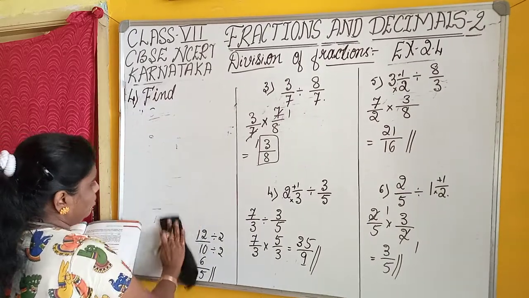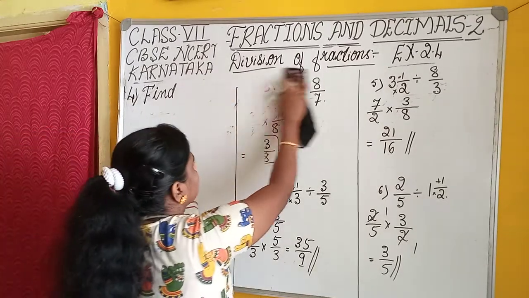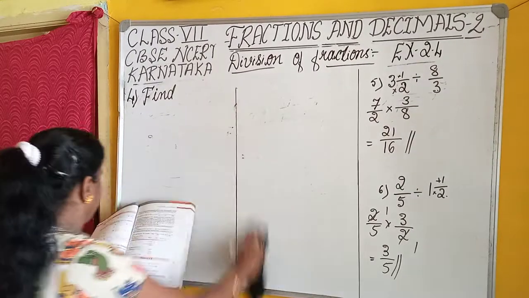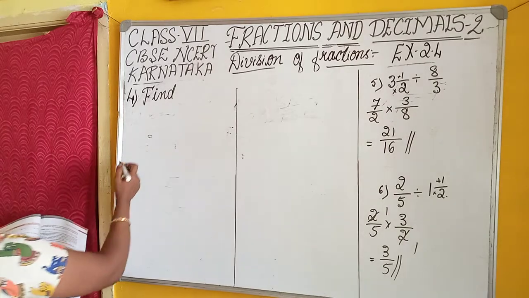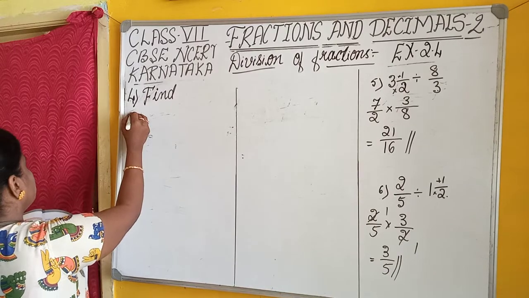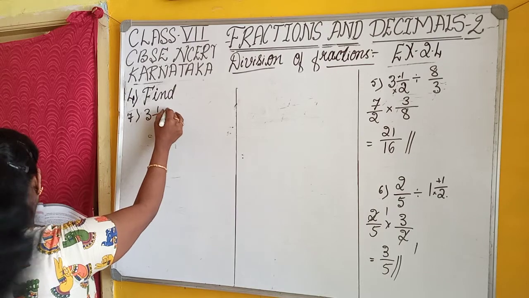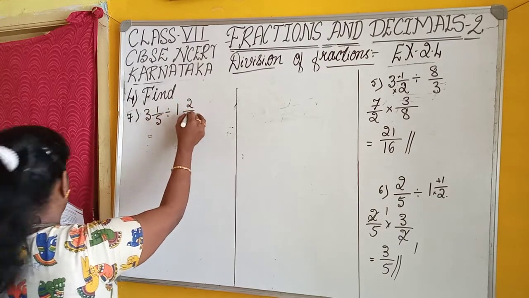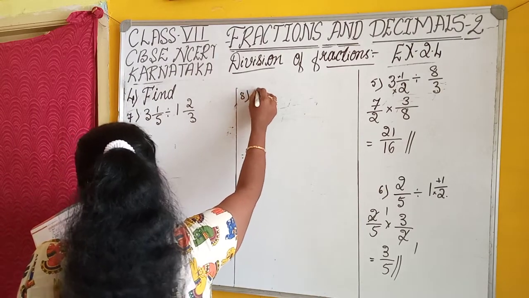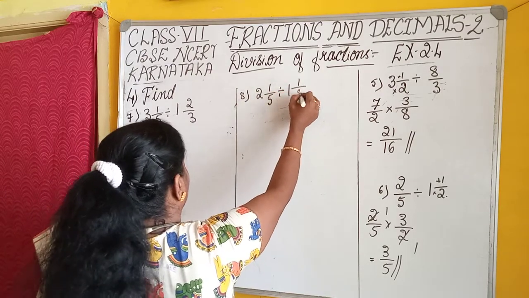How are we going to divide the mixed fractions? Yes, that is the 7th one: 3 1 by 5 divided by 1 2 by 3, and the 8th one: 2 1 by 5 divided by 1 1 by 5.